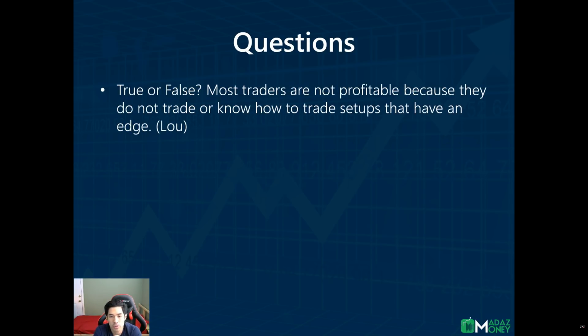True or false? Most traders are not profitable because they do not trade or know how to trade setups to have an edge. Lou. So I believe traders by definition do trade. That definitely takes care of that question. But traders fail because they can't keep their emotions in check. Number one, if they can't even find setups that determine an edge, then you're pretty much not going to make it for sure.